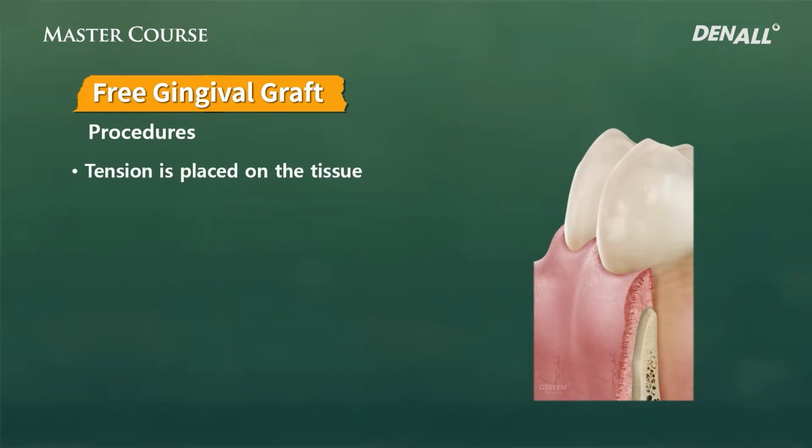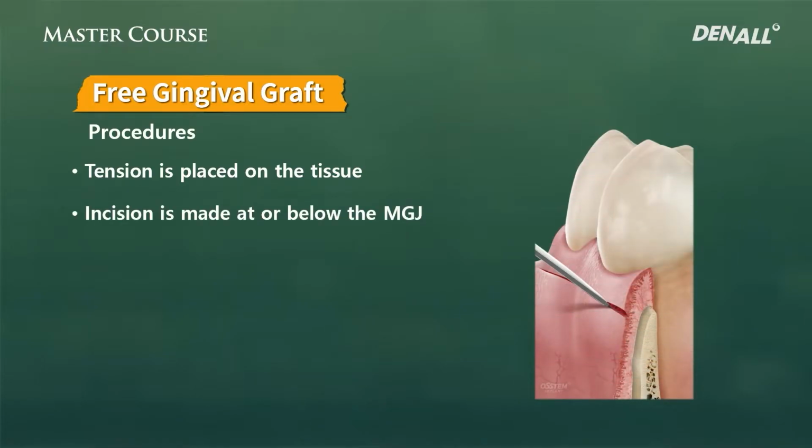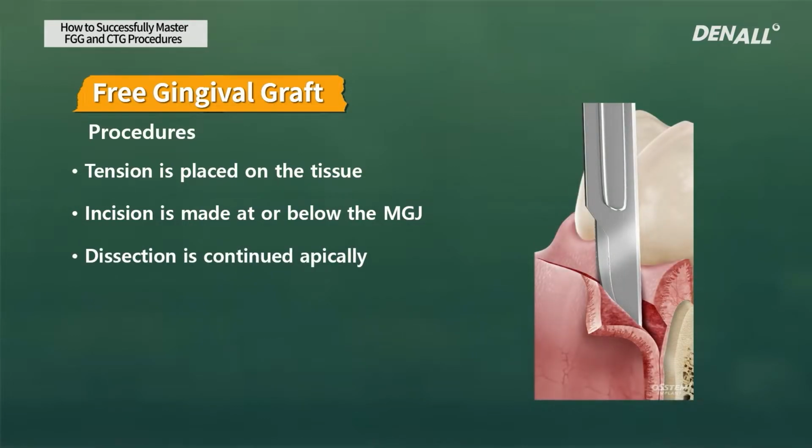Procedures, let's look at one at a time. The first thing, you need to make a recipient site. You do not just make an incision. You need to make the recipient site tense by pulling the flap, so tension is placed on the tissue of the recipient site. After that, a horizontal incision is made 0.5 to 1 millimeter below the mucogingival junction.